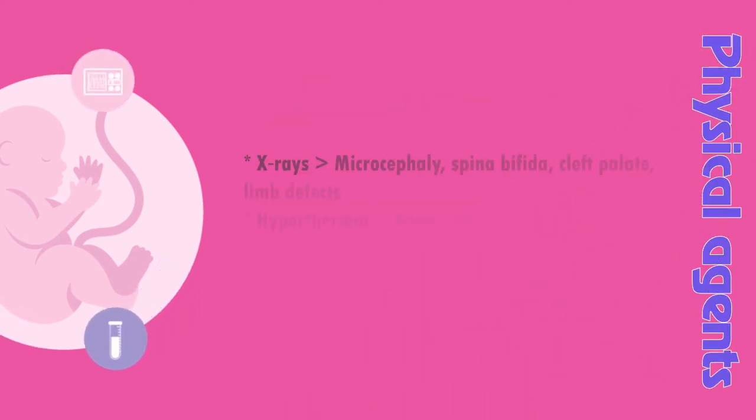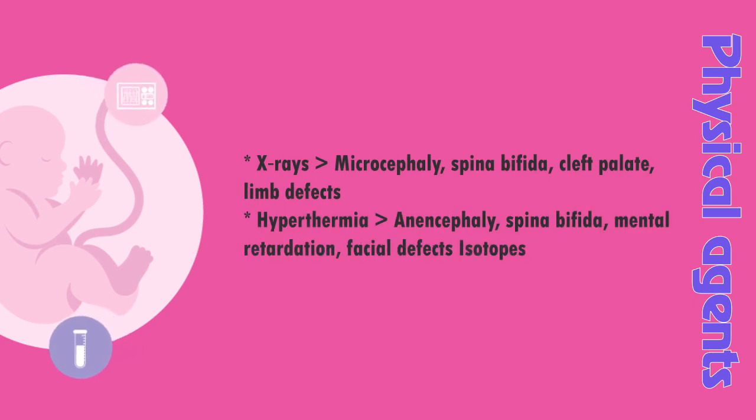Physical agents: X-rays, microcephaly, spina bifida, cleft palate, limb defects. Hyperthermia: anencephaly, spina bifida, mental retardation, facial defects. Isotopes.